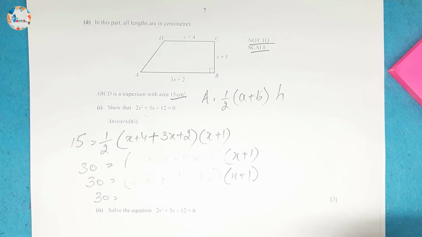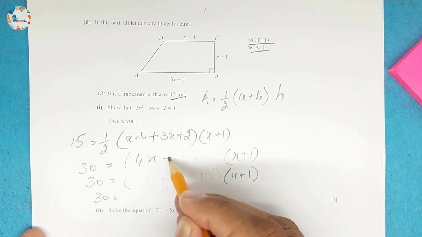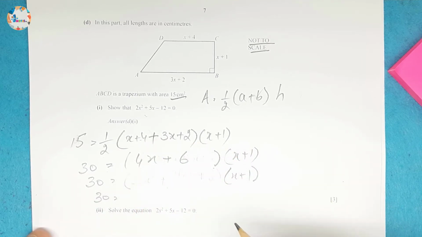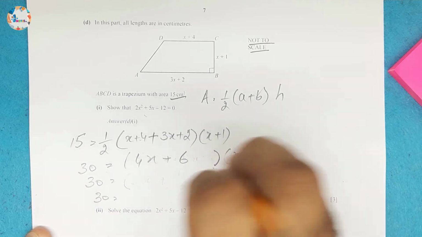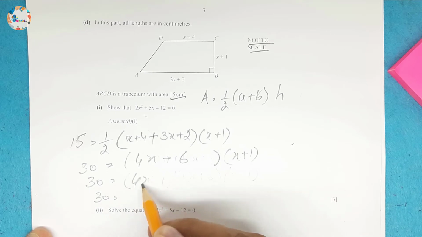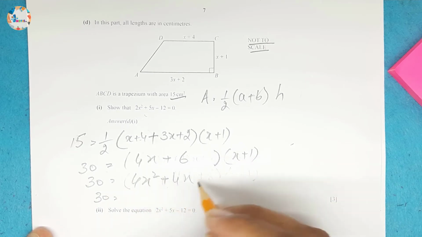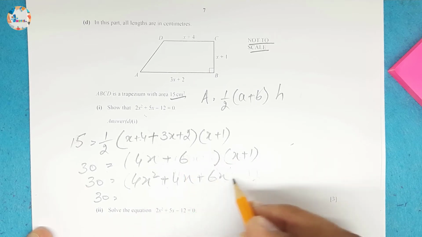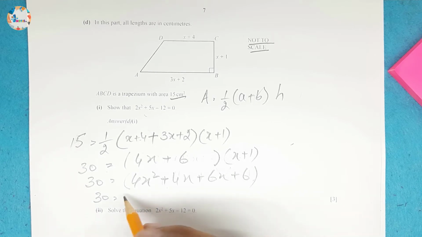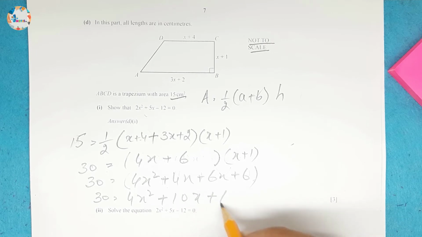So what we can do, this will be 3x plus x will be 4x, plus 4 plus 2 will be 6. So this one is 4x plus 6. So 4x plus 6 will be multiplied with x plus 1. So 4x with x will be 4x squared, and 4x multiplied by plus 1 will be 4x, and 6 with x will be plus 6x, and 6 with 1 will be plus 6. Now this is basically 4x squared plus 10x plus 6.